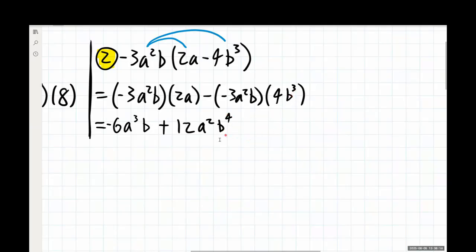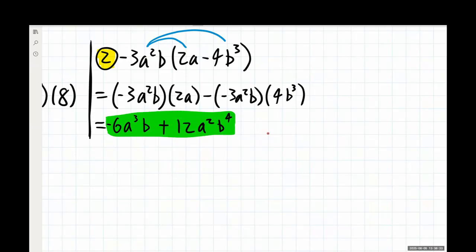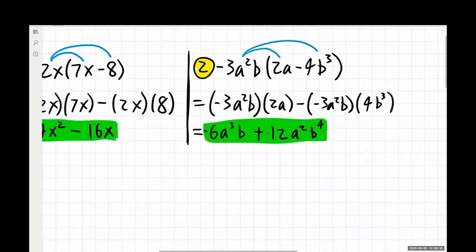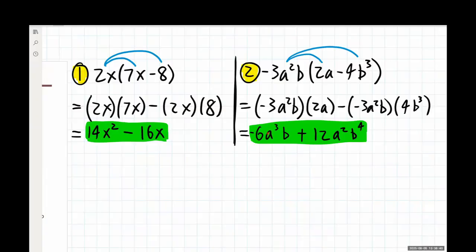Now, can I combine any like terms here? No, I cannot. They both have a and b in them, which is great. However, the variables have different exponents, meaning I cannot combine anything together. These things must stay separated, and this is just going to be my final answer right here. Can't do anything beyond that. That's a quick overview of how we're going to be using the distributive property for our monomials when we are multiplying them together.